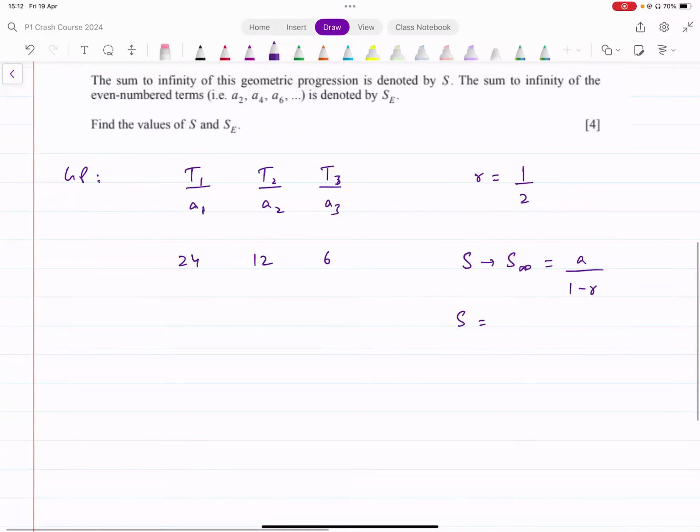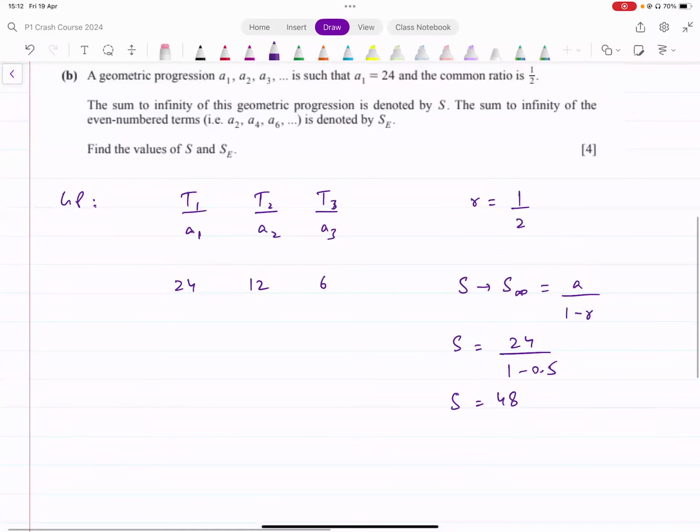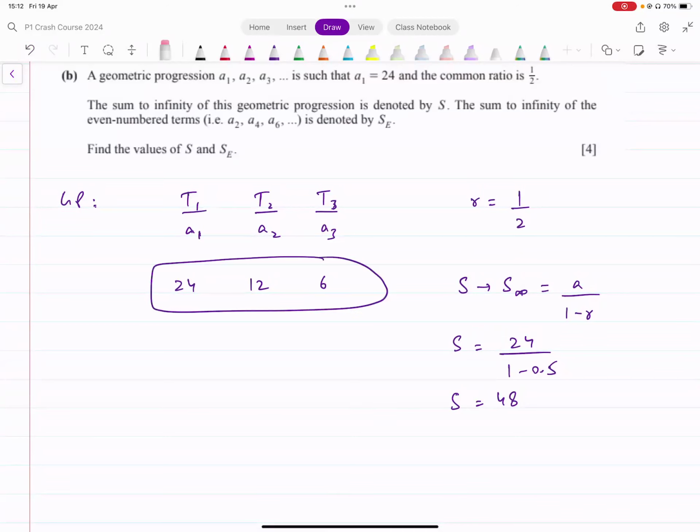S equals A, which is 24. Remember, the first term here is 24. Over 1 minus R, that means 1 minus 1/2, that's 1 minus 0.5. So the value of S that we've got is 48. All right, that's what S is. So now we know the value of S, that's 48, and we also know the values of A1, A2, A3.